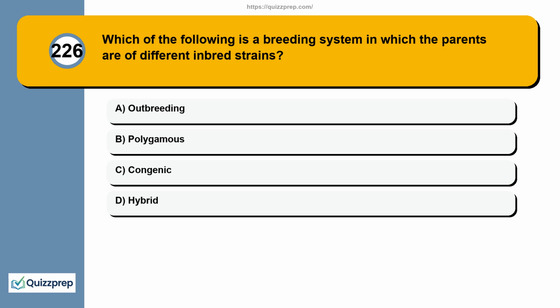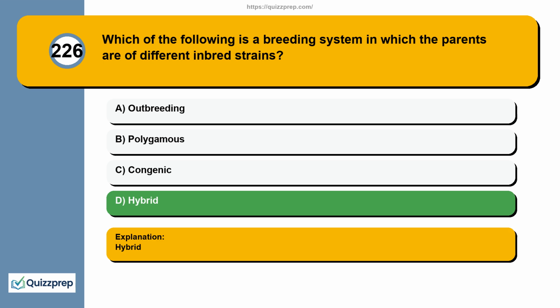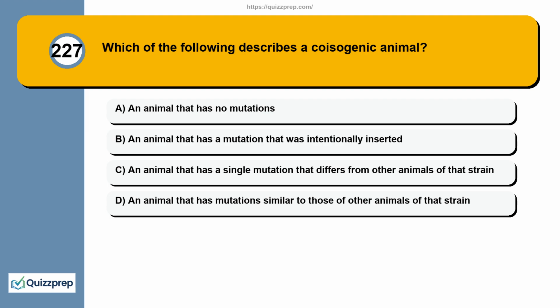Question 226. Which of the following is a breeding system in which the parents are of different inbred strains? Option A. Outbreeding. Option B. Polygamous. Option C. Congenic. Option D. Hybrid. The correct answer is option D. Hybrid.